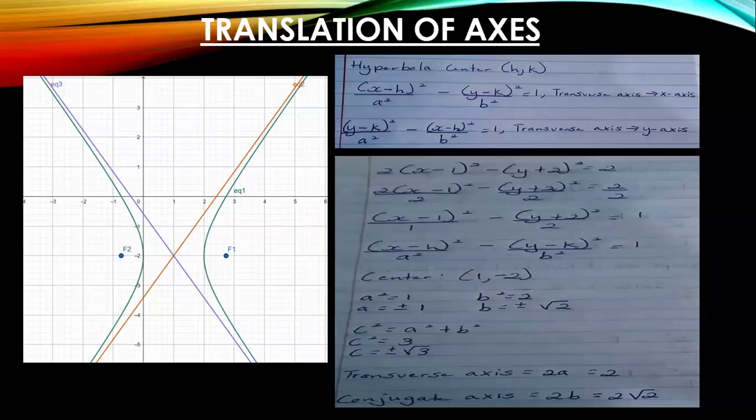Now let's find our center. If we look here, we will see x minus 1, so our x value is going to be the opposite of that, which is positive 1. If you look here, you will see y plus 2. So we're going to use the opposite, right? The opposite of positive 2 will give us negative 2. So our center now is at (1, negative 2).